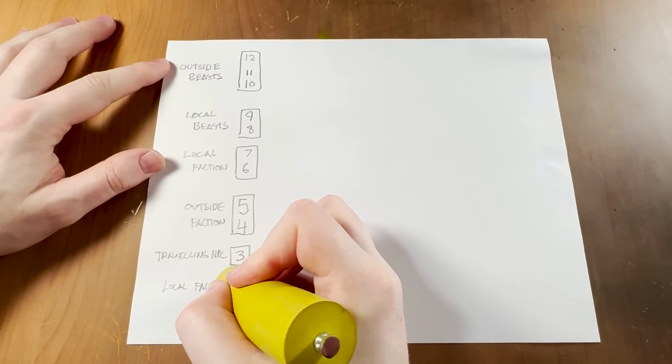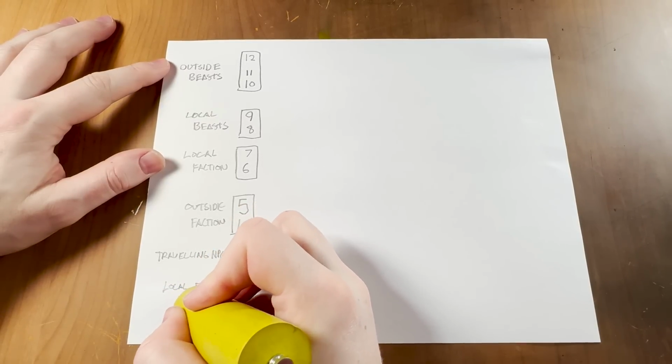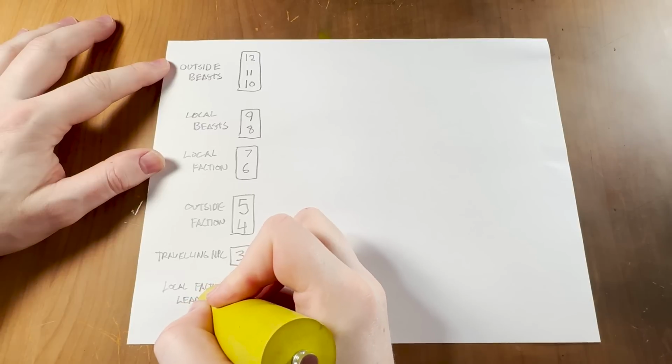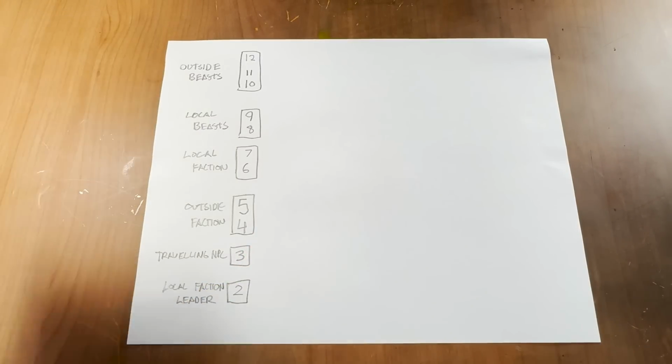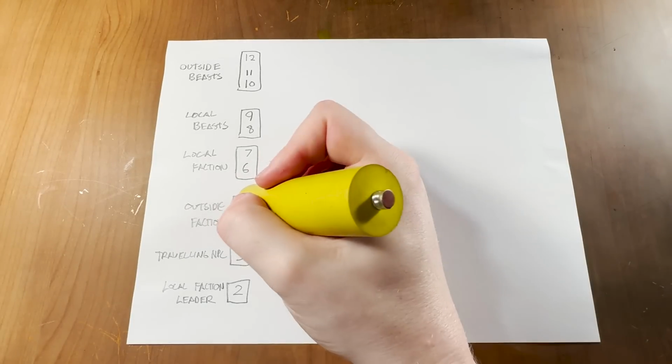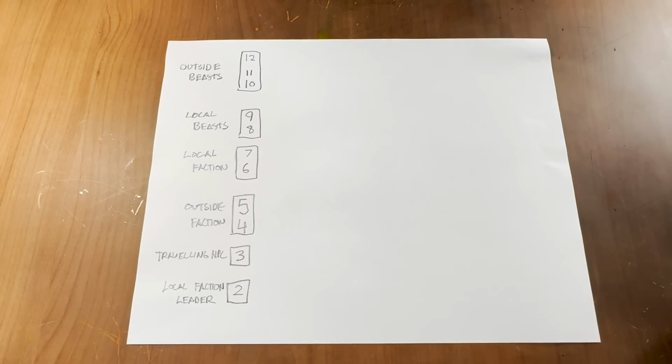Then it goes to local beasts, which is slightly more likely, local factions, which is the most likely of all, and outside factions that are coming into territory that doesn't belong to them. Traveling NPCs is highly unlikely, but these would be recurring neutral or friendly characters. And then Snake Eyes gets you a local faction leader that shows up to ruin your day.